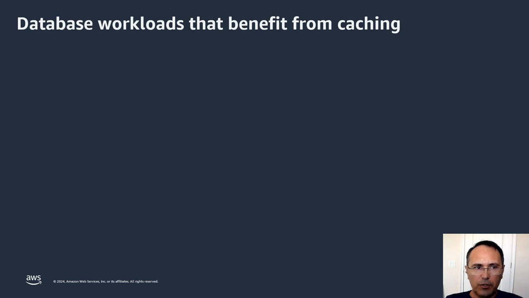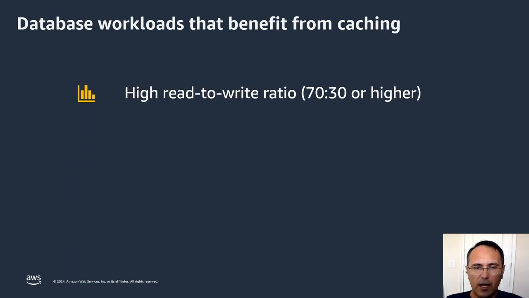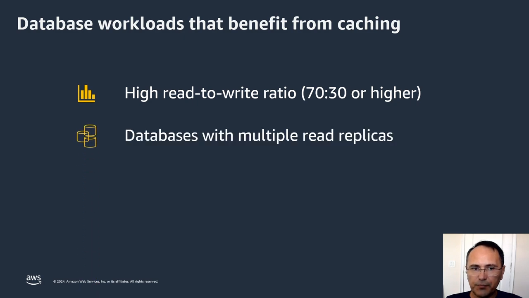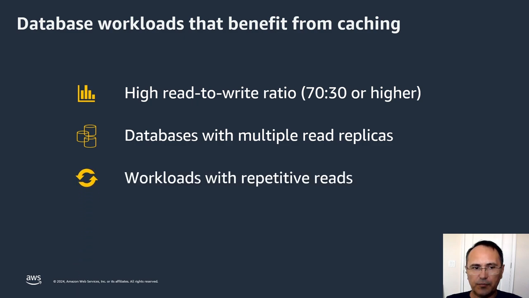So one of the first approaches is to find databases that have high read-to-write ratios, meaning that a higher percentage of the workloads are reads than writes. 70-30 or higher would be ideal. The higher the read ratio, the better candidate the workload is for a caching service. Next is databases with multiple read replicas. It almost explains itself. If you had to add read replicas because your database is doing a lot of reads, and you are looking for more read throughput, that's another good candidate for a caching service.